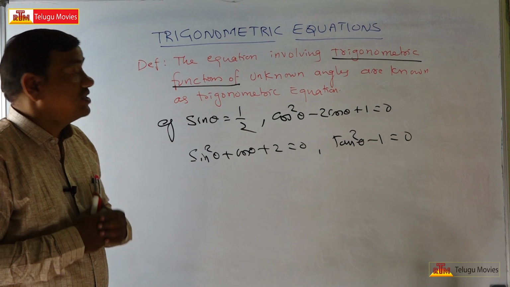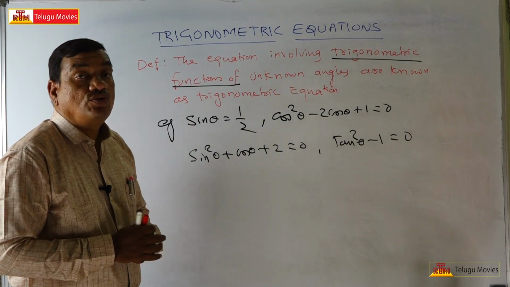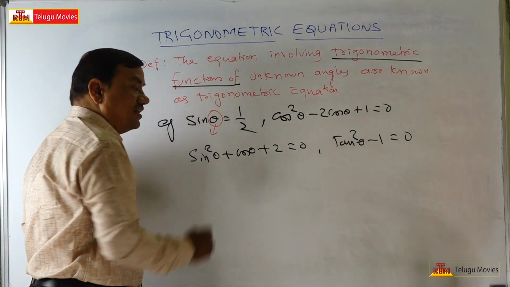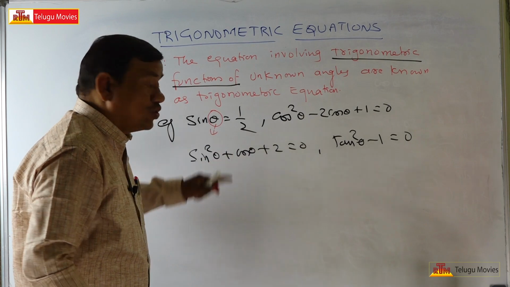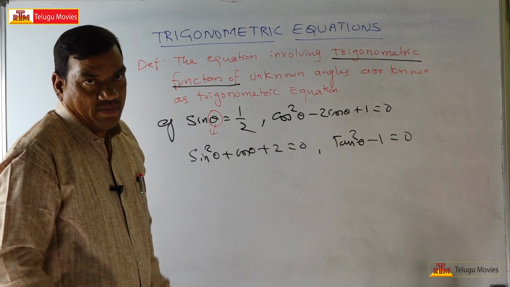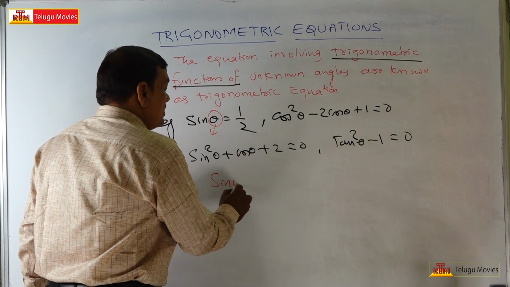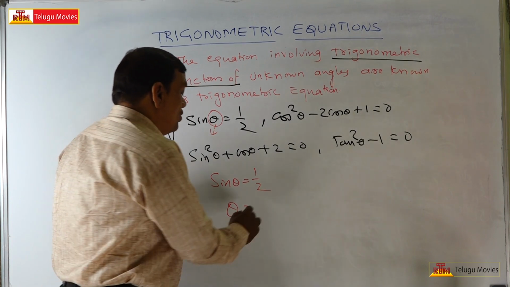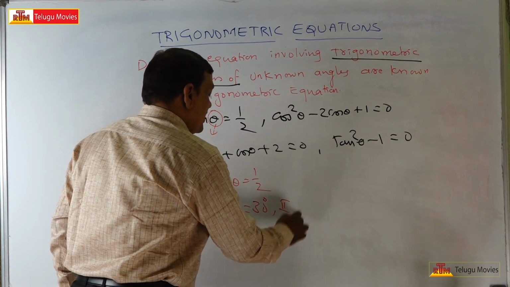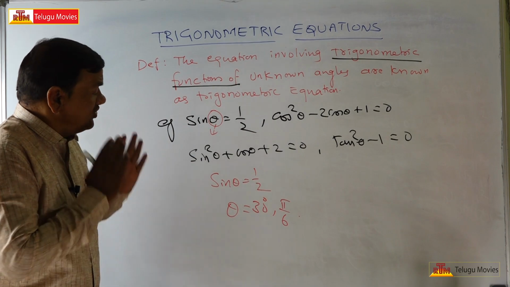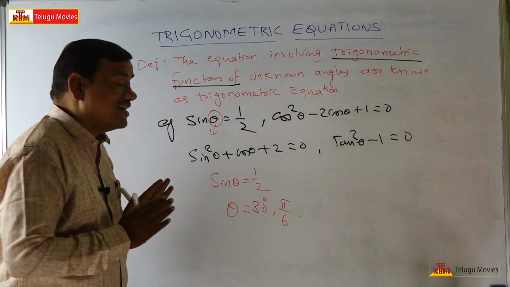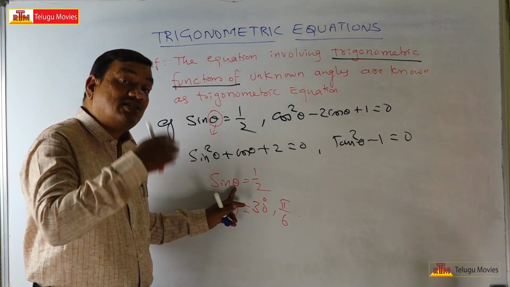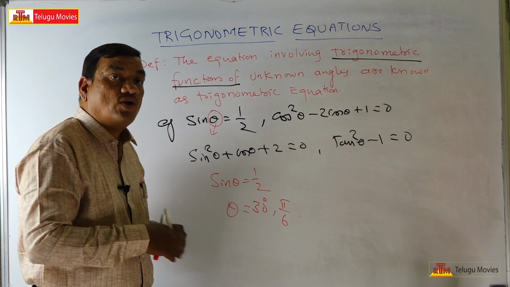Now our problem is, what do we have to do? We have to find the value of this variable theta, so that sin theta is equal to 1 by 2. Generally, students, if you say sin theta is equal to 1 by 2, everybody says that theta is equal to 30 degrees or pi by 6 radians. Is it only theta equal to 30 degrees for which sin theta is equal to 1 by 2? Does theta not take any other values? Yes, it takes. That we are going to see.